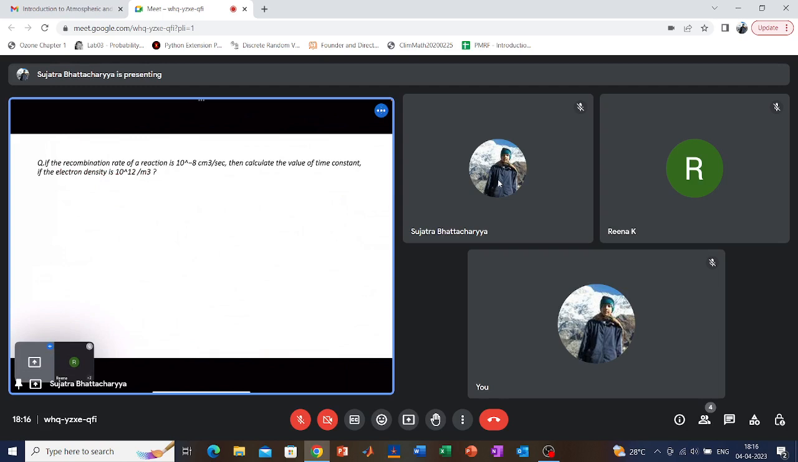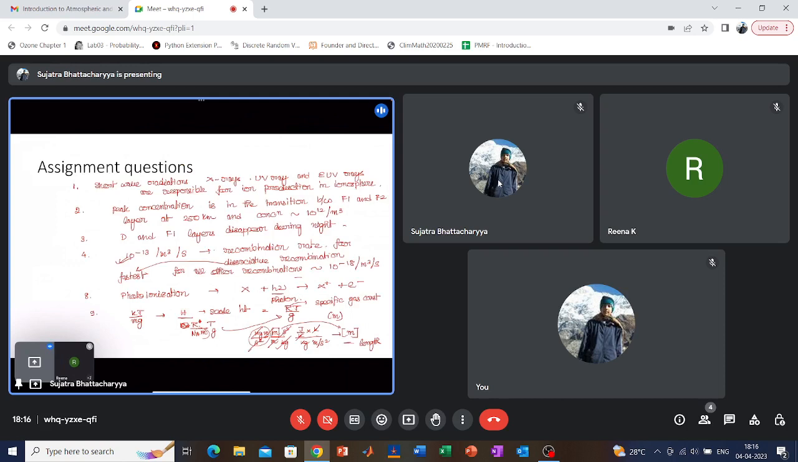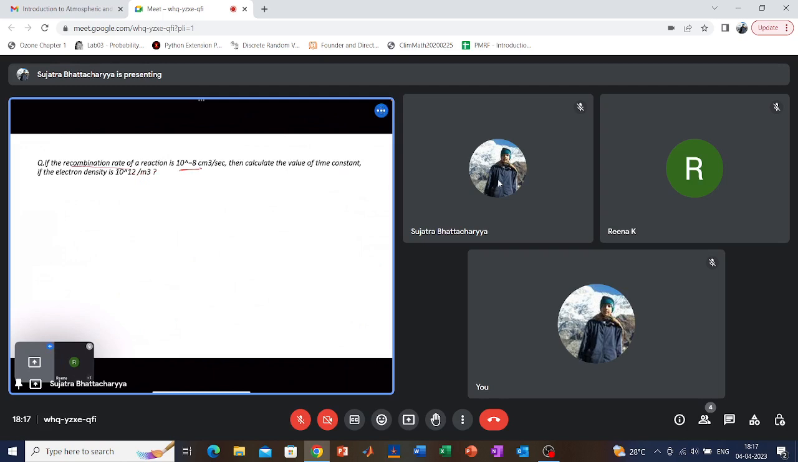It is given here: if the recombination rate of the reaction is 10 to the power minus 8 centimeter cube per second, then calculate the value of the time constant if the electron density is 10 to the power 12 per meter cube. Before that, I have written a wrong unit here. This should be meter cube per second, as you can see here. Fine. Therefore, the recombination rate, we call it alpha, is 10 to the power minus 8 centimeter cube per second.